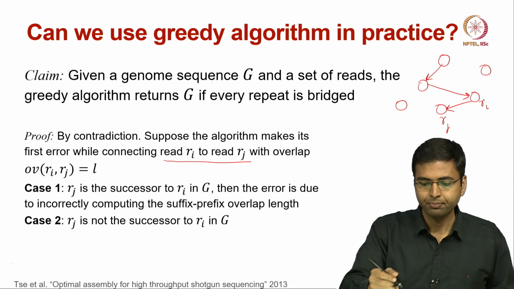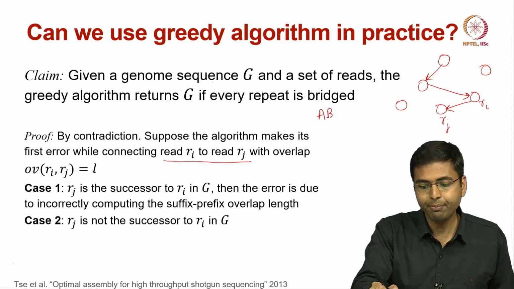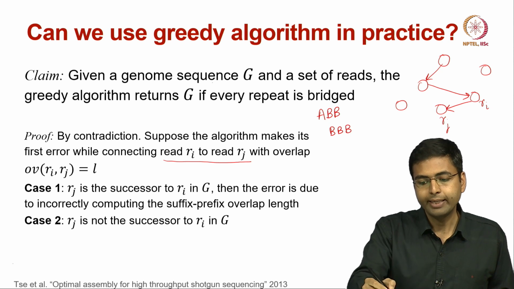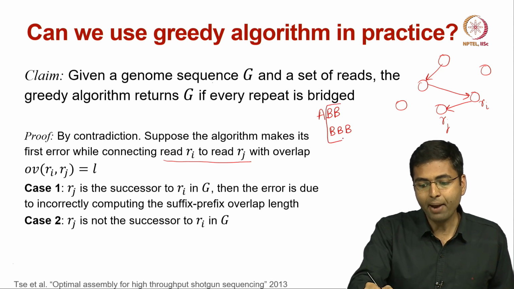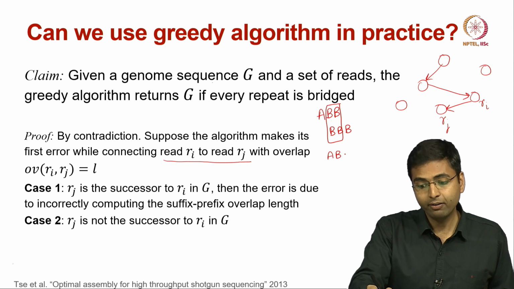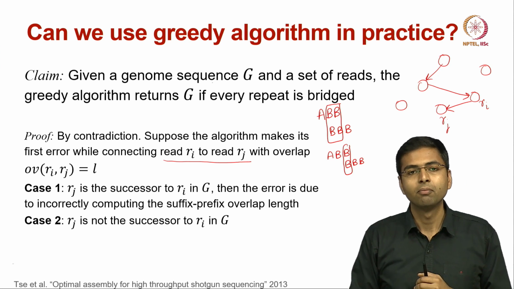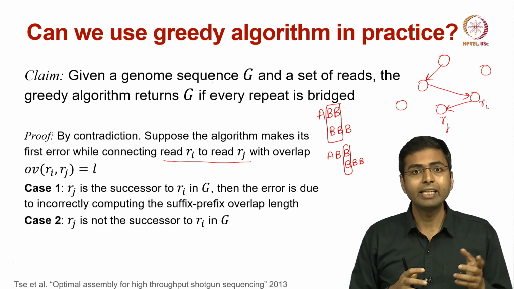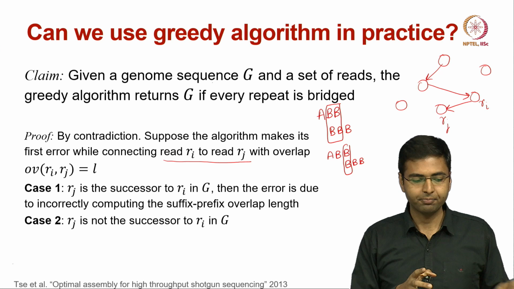So, for example, if you have a string A B B and the second string is B B B, then the greedy algorithm will always pick the maximum suffix-prefix overlap length. But otherwise, in reality, it may happen that the overlap length should have been 1. So, that is the first case where the greedy algorithm can make a mistake.